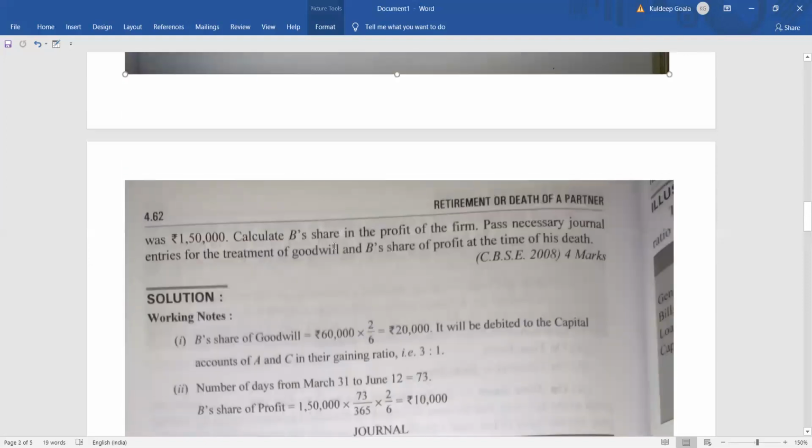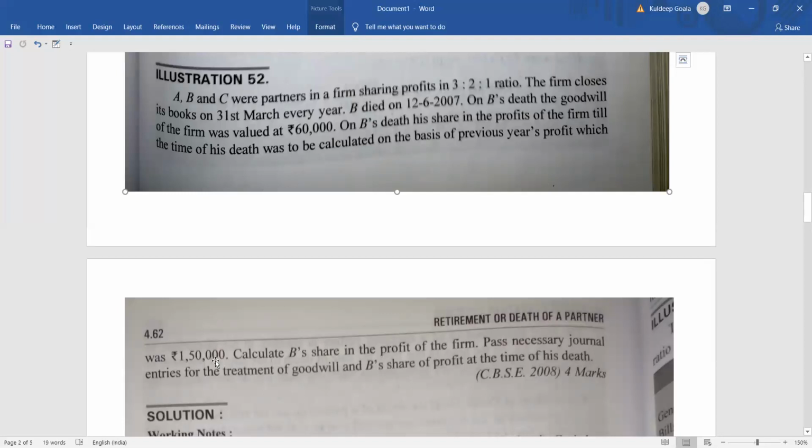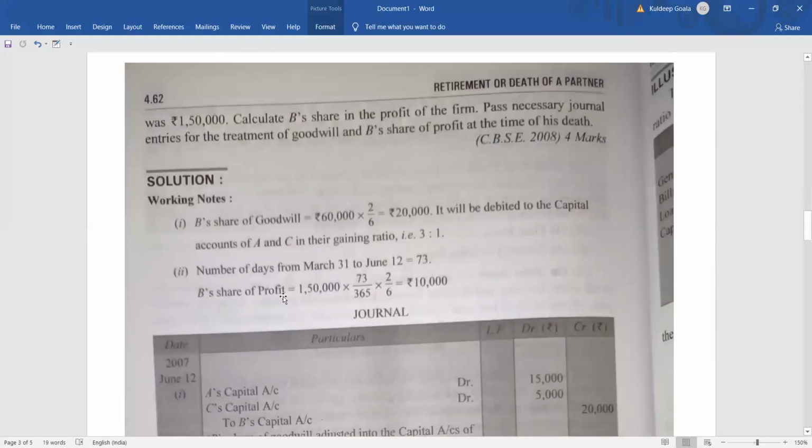What was last year's profit? We saw that the previous year's profit was 1,50,000. And the number of days B was alive was 73 days in this year. So B's share of profit will be 1,50,000 into 73 days. Since it is in days, it will be divided by 365. If it is in months, we divide it by 12. If it is in weeks, then we divide it by 52. Clear? So 73 divided by 365 into 2 by 6, it is coming 10,000. So B's share of profit is 10,000.